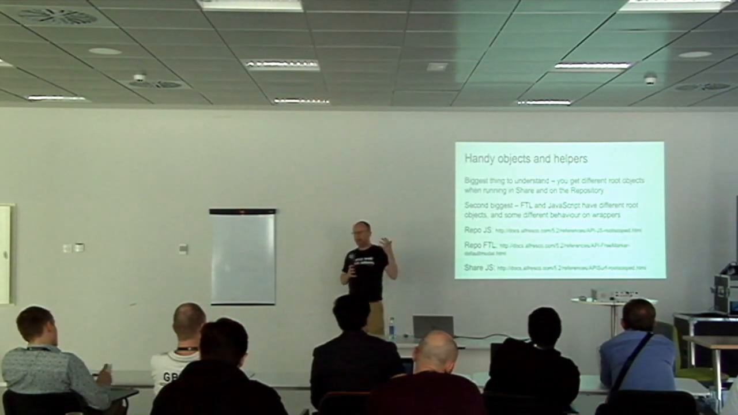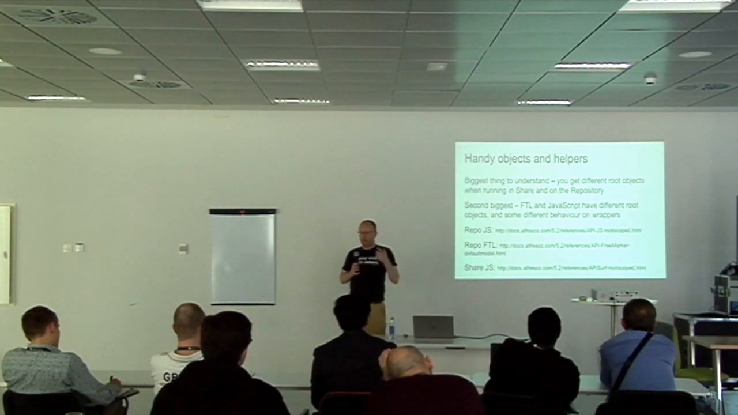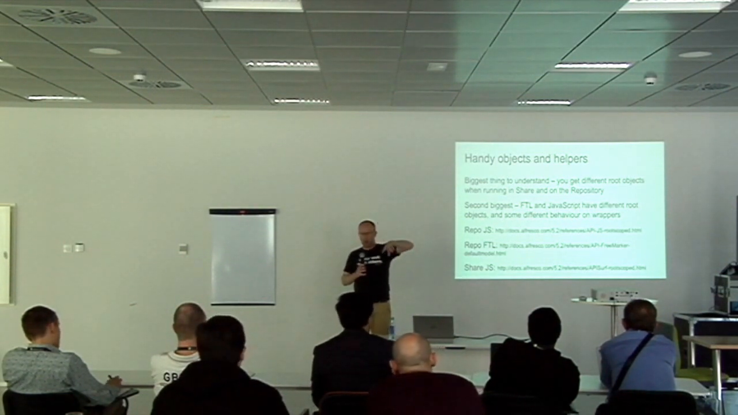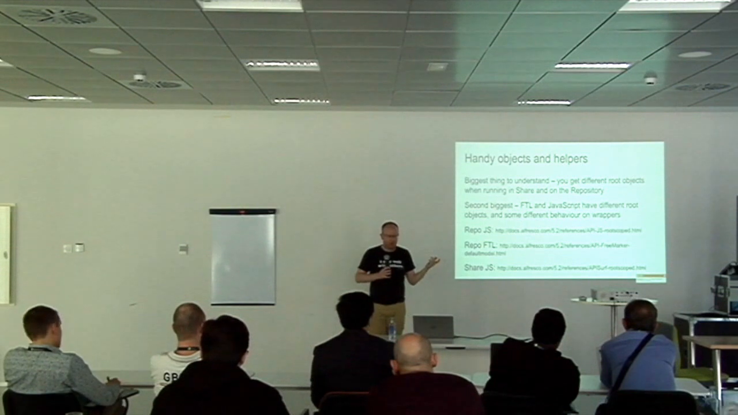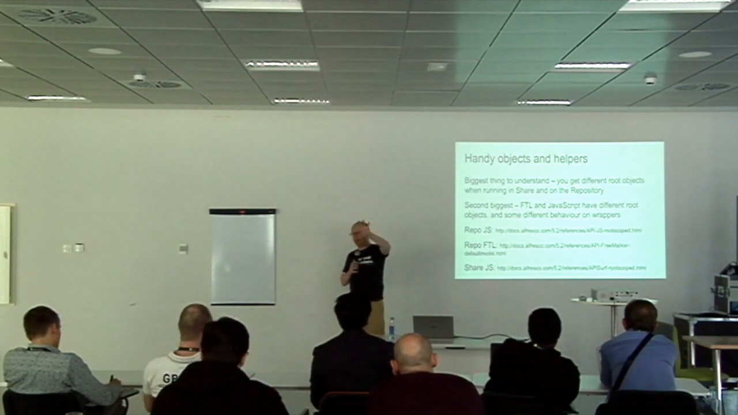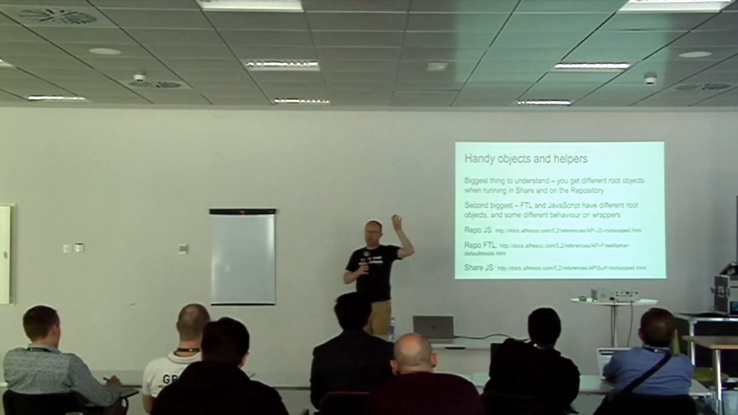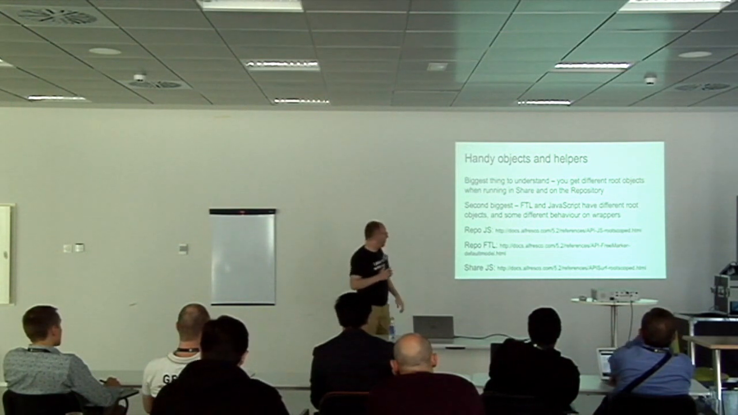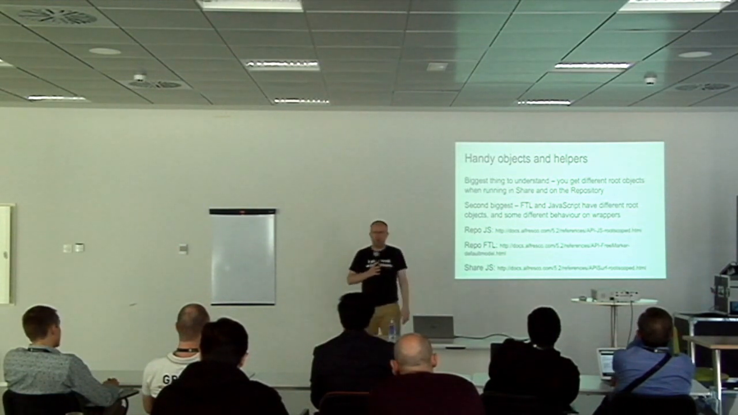When you're writing server-side JavaScript or FTL, there are an awful lot of special helper objects that get injected into the context to make your life easy, but they're not the same everywhere. So if you're running on the repository, you get a different set of helper objects to if you're running on Share. If you're working in FreeMarker, you have a different set of objects to on the JavaScript side. If you have a look through these docs, they're pretty good at talking you through what all those objects are and what you can do with them.